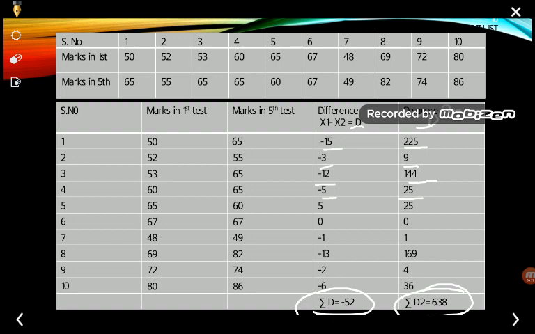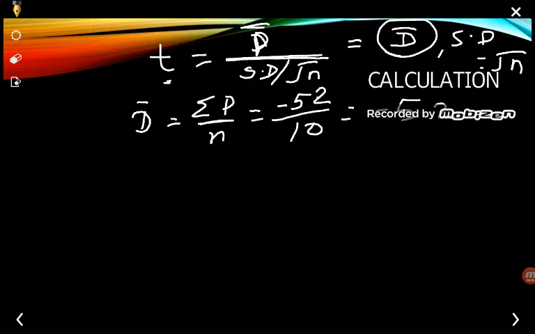This is the summation of d. So the summation of d is minus 52, and dividing by n, the total number of sample observations, 10 observations are given here. So we have calculated d. What is d? d is nothing but minus 5.2. Now we have to find out the standard deviation.